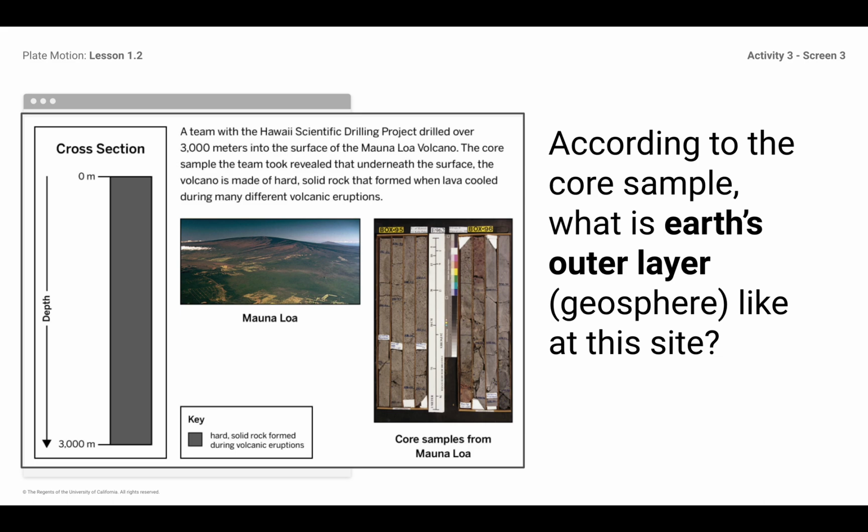And the core sample the team took revealed that underneath the surface, the volcano is made of hard solid rock that formed when lava cooled during many different volcanic eruptions. And you can see in the core sample picture on the right, see all those black lines that are horizontal? That indicates a different period of volcanic eruption. So we know that there was one on top of another. But when you look at the cross section on the left, it just says from 0 meters to 3,000 meters, it's made of hard solid rock. So according to this core sample, Earth's outer layer, or the geosphere, is made of hard solid rock.